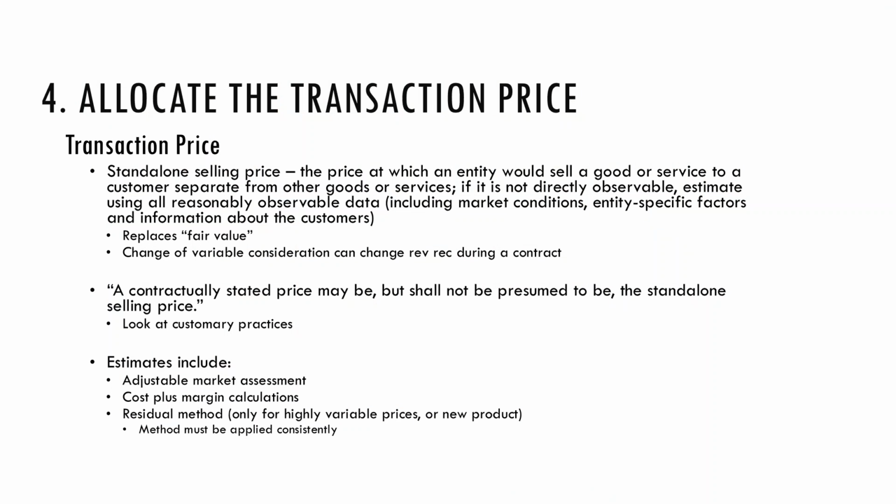So it says for the transaction price, you have to determine the standalone selling price of each of those performance obligations. So what is the price at which an entity would sell a good or service to a customer separate from all other goods or services? That would be the standalone selling price. So for example, go back to that buy one, get one free.